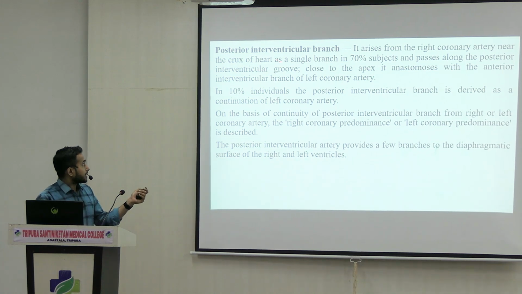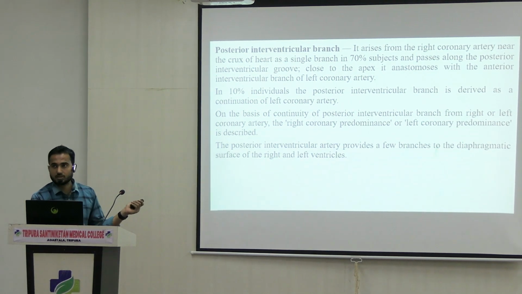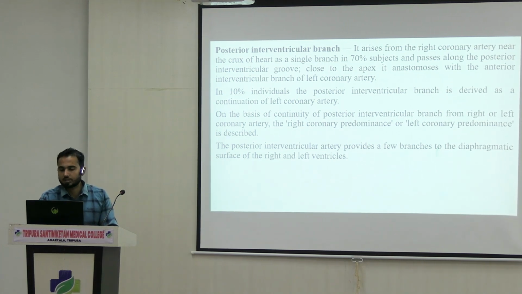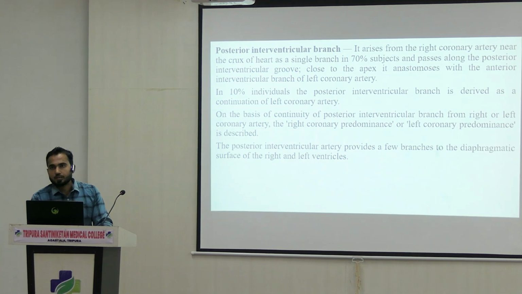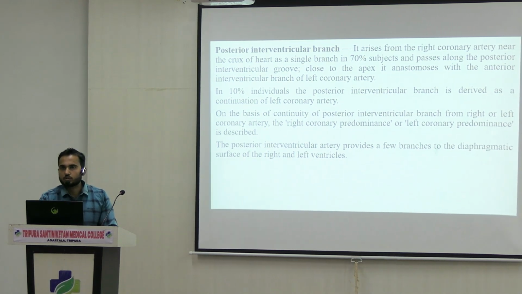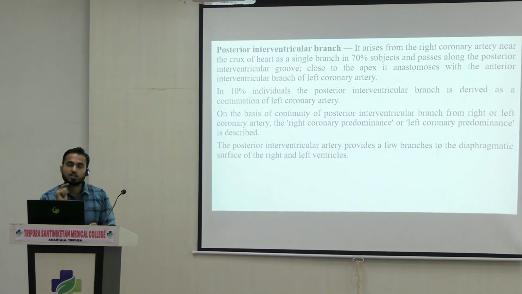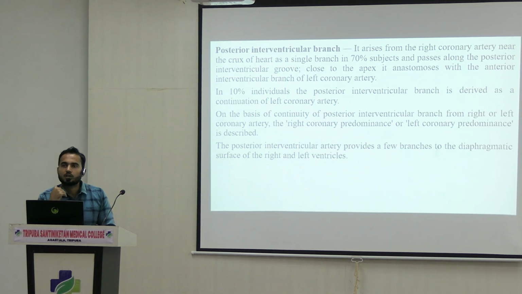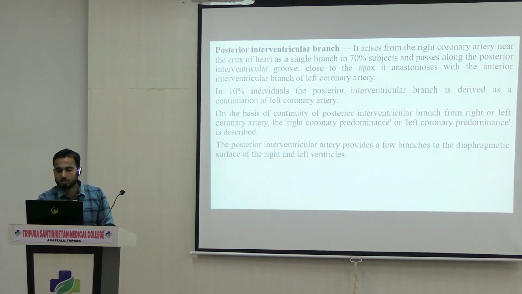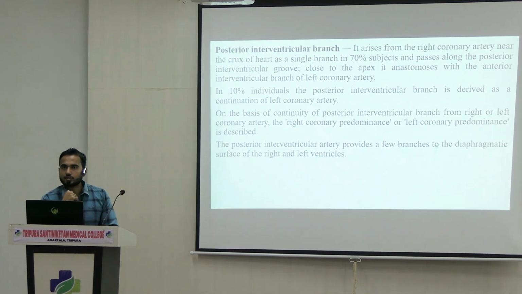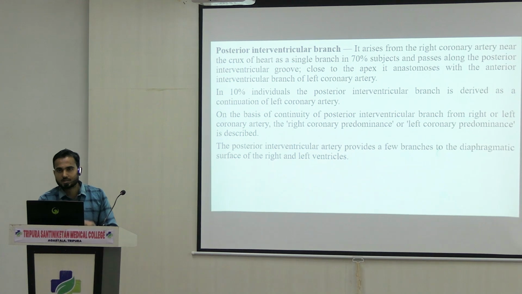Now this interventricular branch arises from the right coronary artery as a single branch in 70% of subjects, meaning the majority of posterior interventricular branches arise from the right coronary artery. The posterior interventricular branch passes through the posterior interventricular groove close to the apex, and then anastomoses with the anterior interventricular branch, which is nothing but the continuation of the left coronary artery. In 10% of individuals, the posterior interventricular branch is derived from the continuation of the left coronary artery. So on the basis of the continuation of the interventricular artery, right coronary dominance or left coronary dominance is determined.